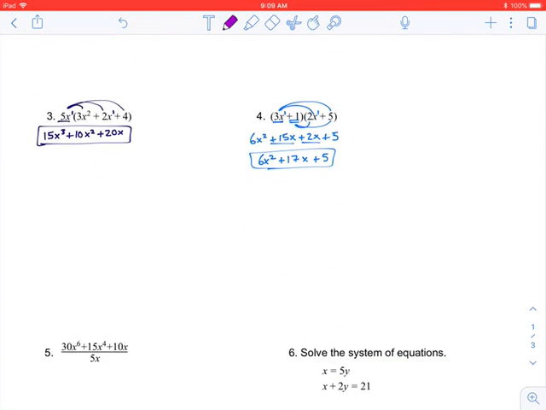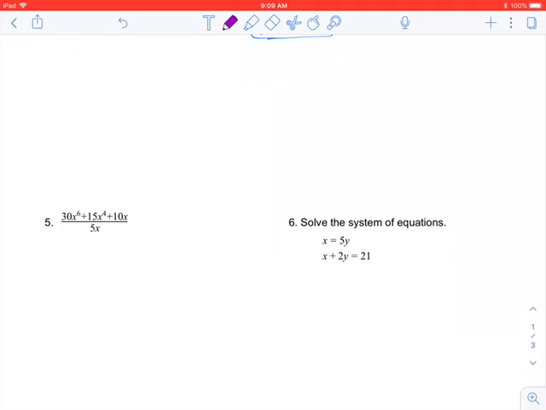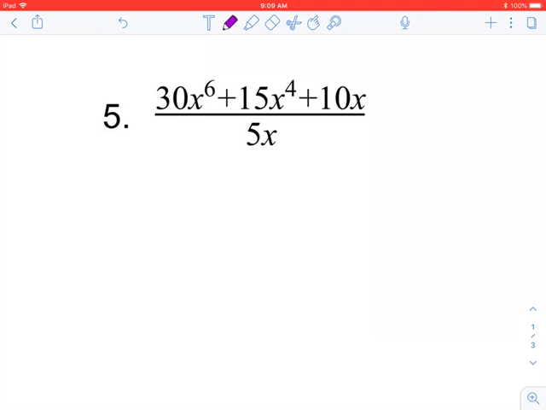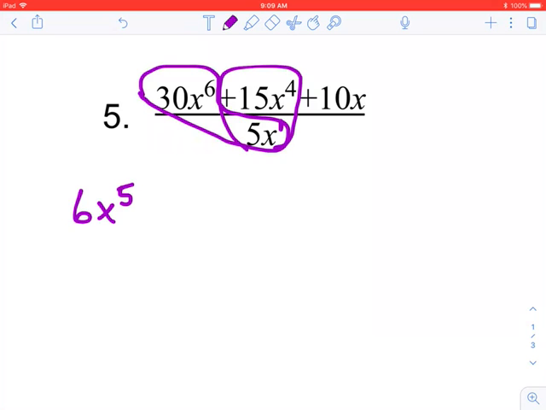So the last two on that page, this one has to do with division, and then the last one on this page actually starts with the systems. So in this case, remember we're dividing the numbers and subtracting the exponents. So 30 divided by 5 is 6. 6 minus 1 is 5, so x to the 5th. Then I go to the second term. 15 divided by 5 is positive 3. 4 minus 1 is 3 for my exponent.